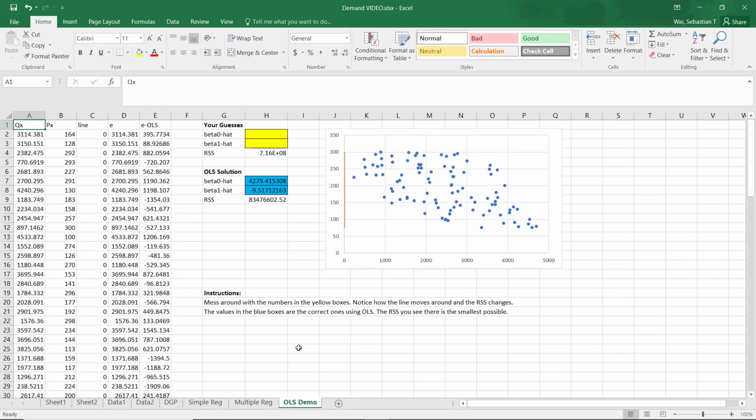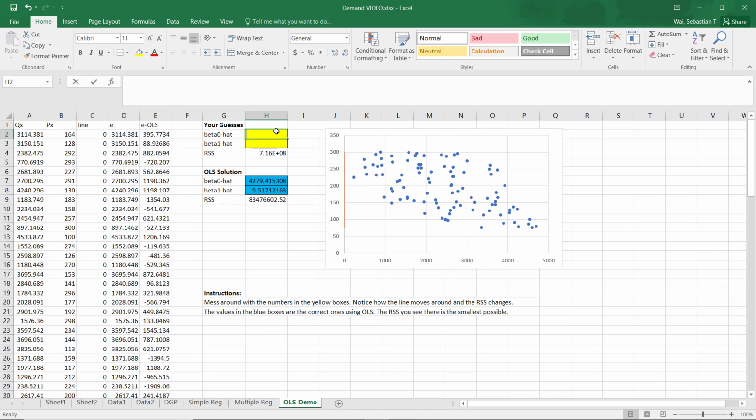I've now moved over to another sheet that you have in your demand Excel file called OLS Demo. The purpose of this sheet is to just give you a chance to play around with different values for beta naught and beta 1 hat, which will serve to illustrate what Excel is doing when it is minimizing the RSS. So what I have here is two yellow boxes that you can type any number you want in to make a guess for beta naught hat and beta 1 hat. Of course, we know what the answer is going to be. That's the OLS solution right here in blue.